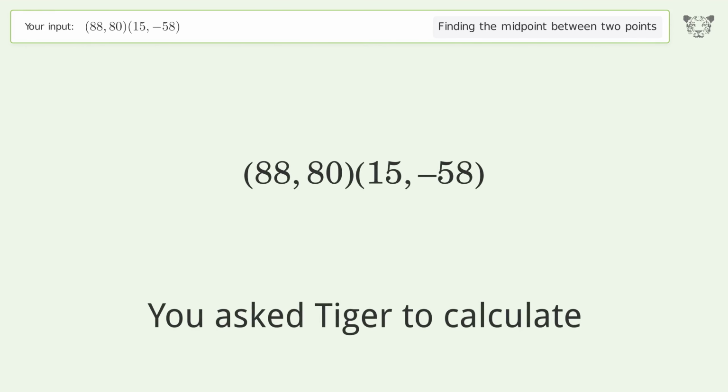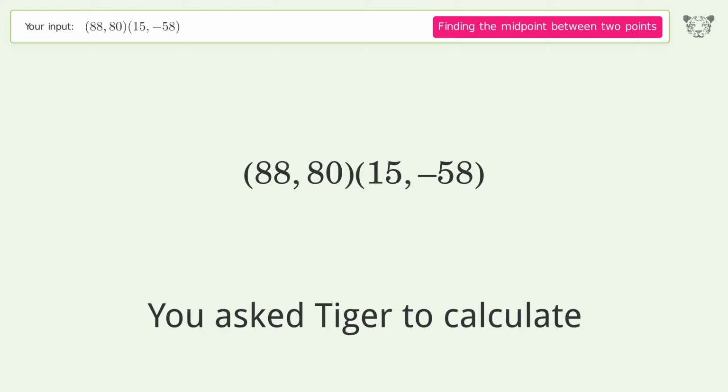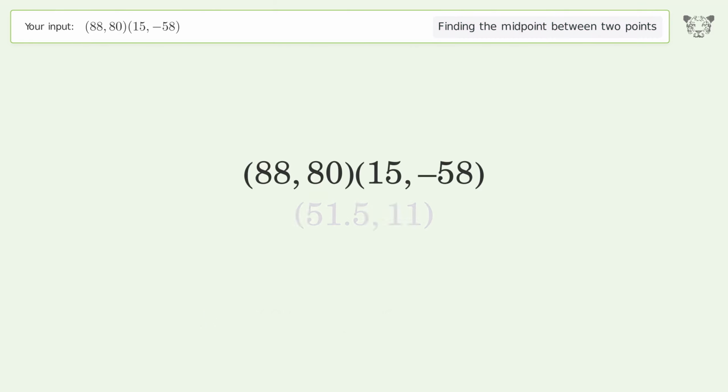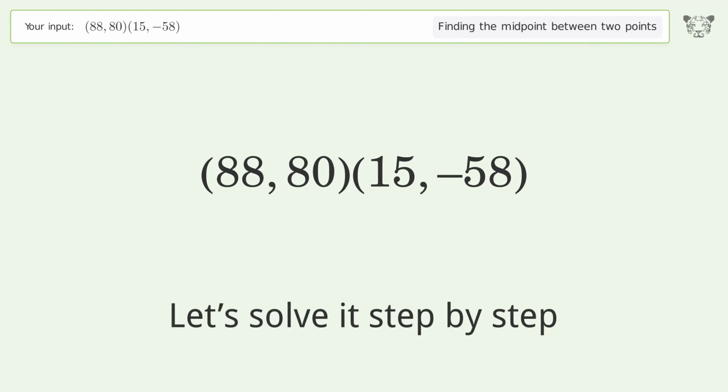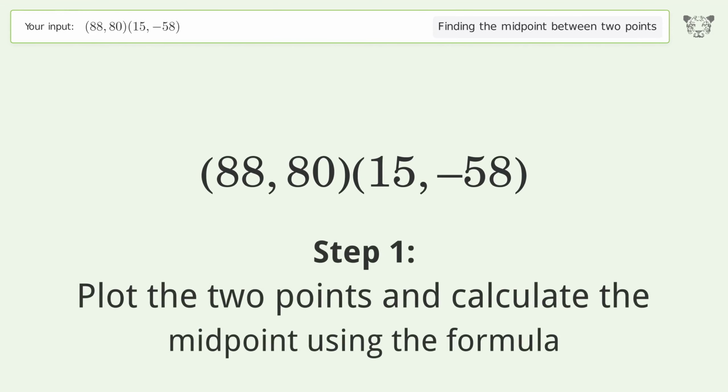You ask Tiger to calculate. This deals with finding the midpoint between 2 points. The midpoint between the 2 points is 51.5, 11. Let's solve it step by step. Plot the 2 points and calculate the midpoint using the formula.